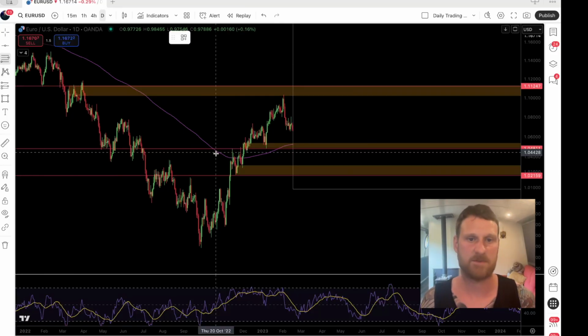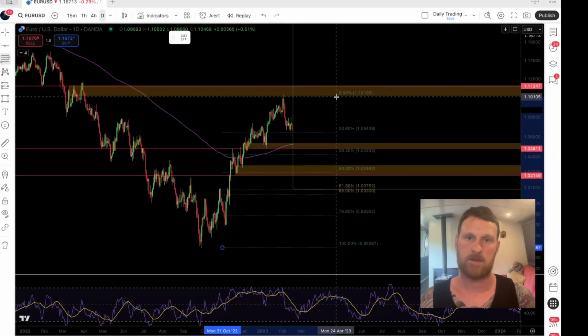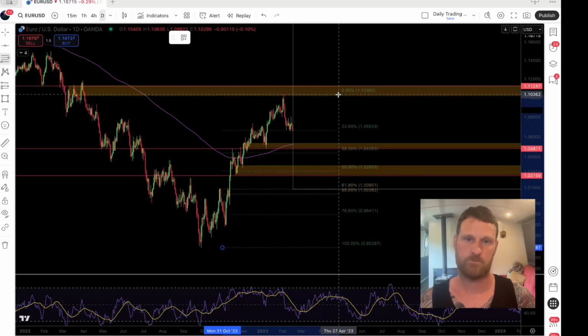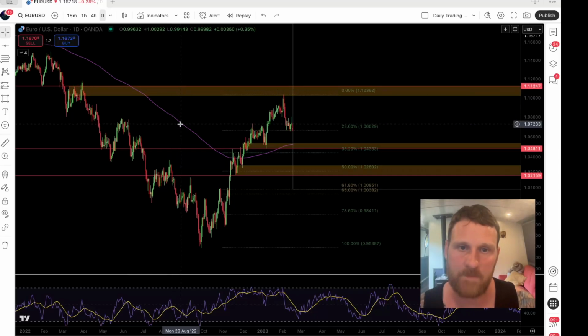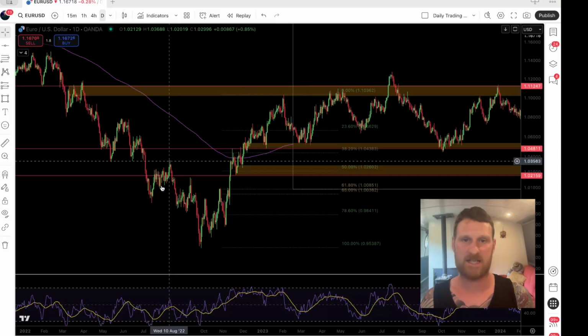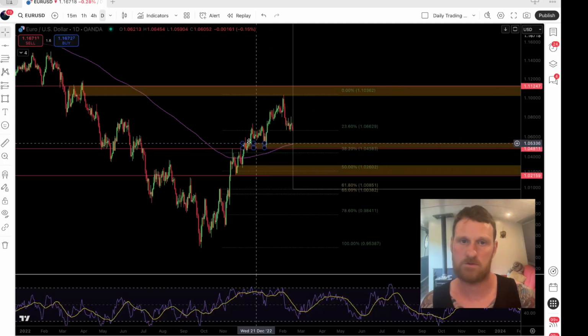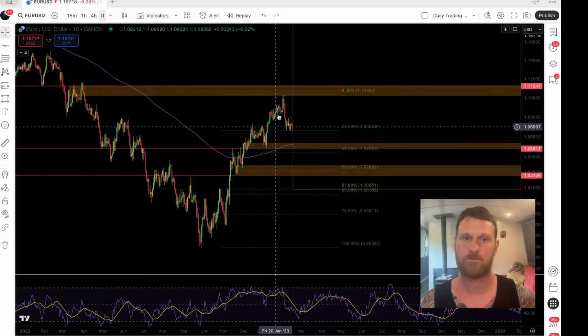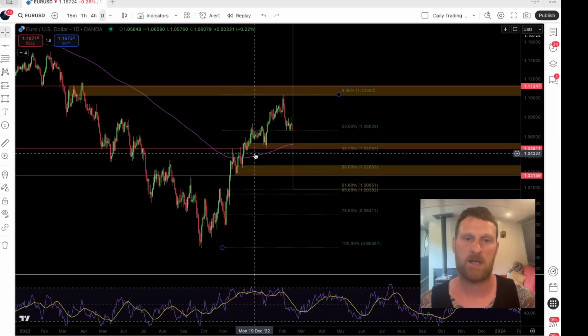Now, we've identified our high volume nodes. Let's add on our Fibonacci retracement tool first of all. Bada bing, bada boom. Let's have a look. Now, areas of confluence. Where does everything align? High volume node, strong move up. Now we're looking for a pullback area.